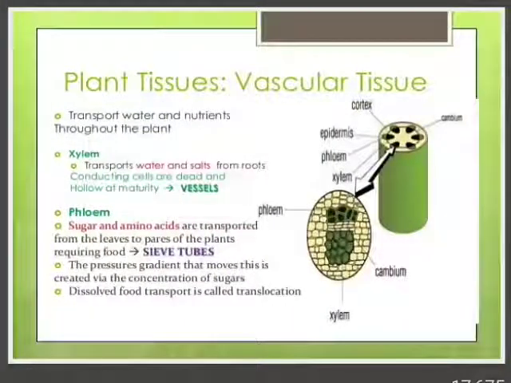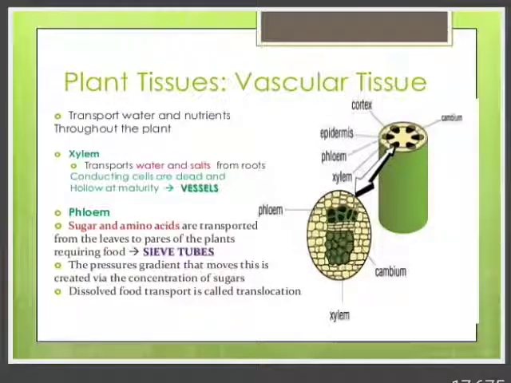This is plant tissue, the vascular tissues, which transport water and nutrients through the plant. This is xylem. Xylem transports water and dissolved solids from the roots, containing dead cells that allow mature vessels. This is the internal structure of xylem.